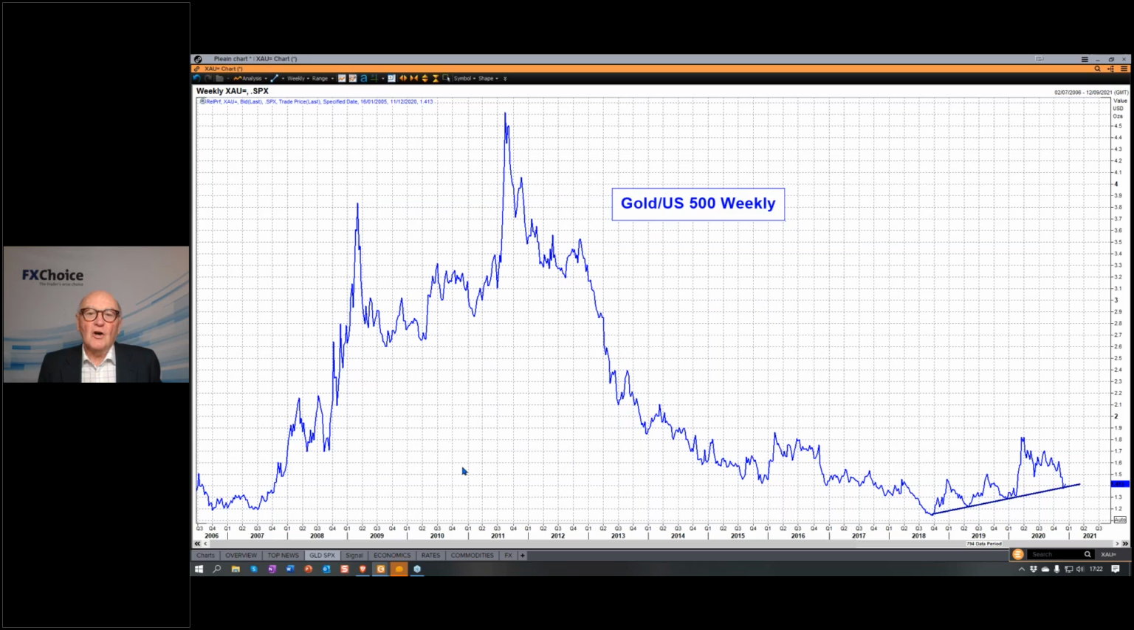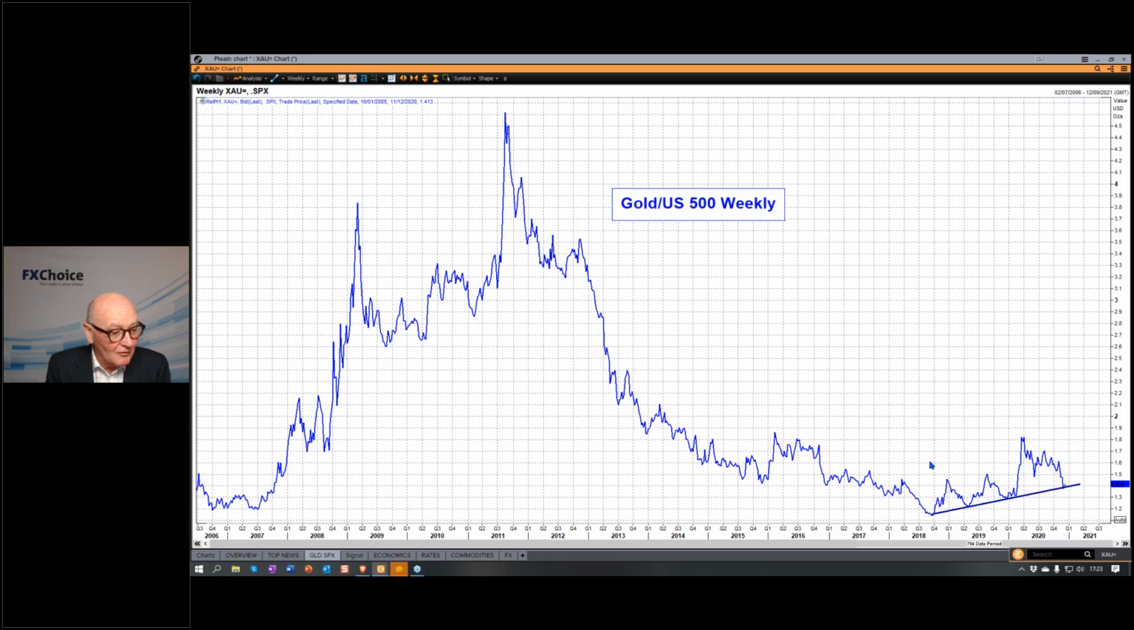But this is a chart of gold divided by the US 500. So rising here means gold is outperforming the US 500, which it did right into 2011. Then from 2011 to 2018, it underperformed, so you'd have been better off in stocks than in gold. But in recent memory, from mid 2018 to now, it's been better to have been in gold.